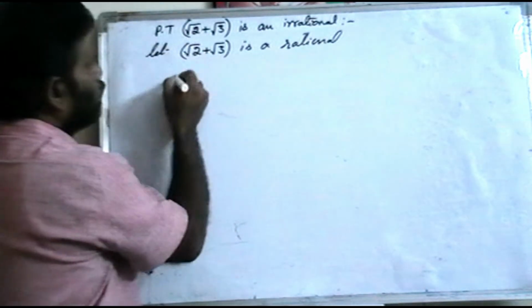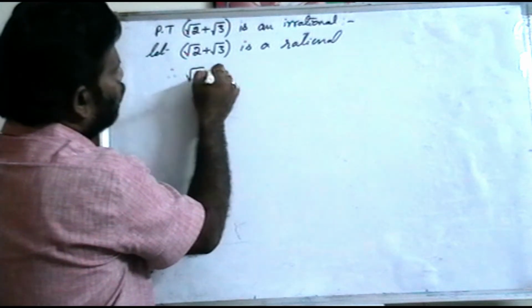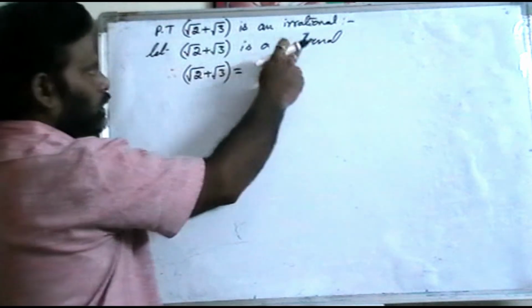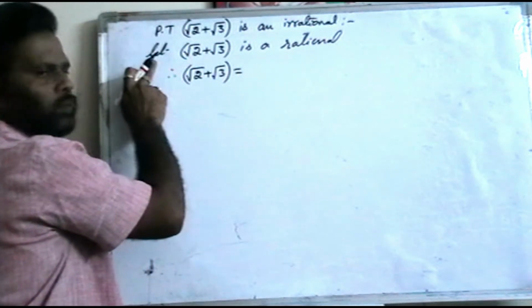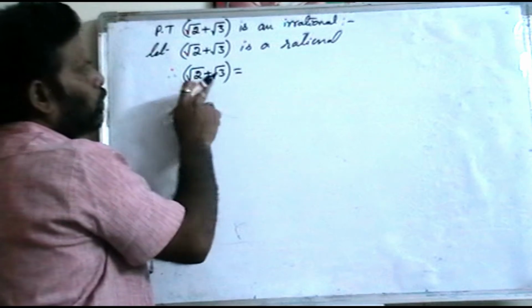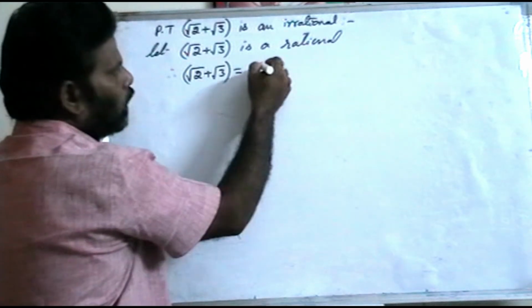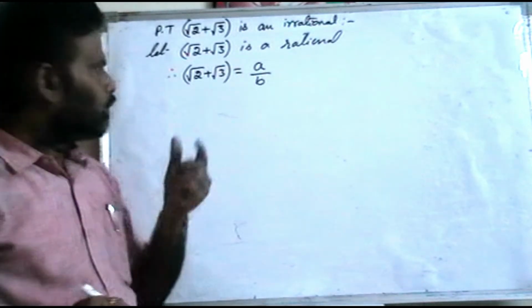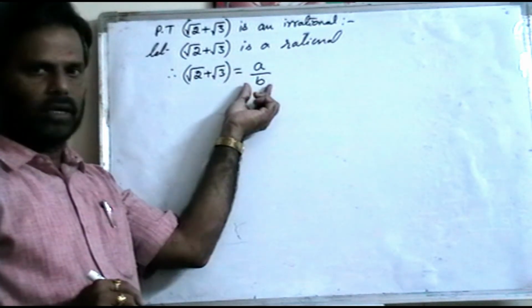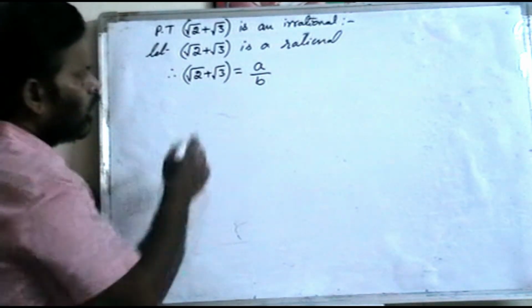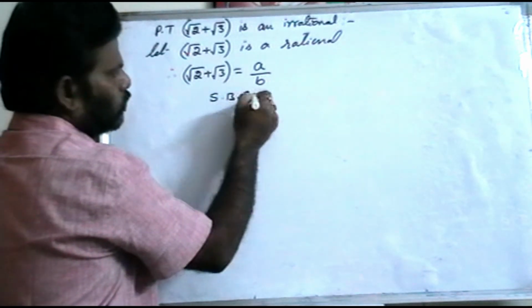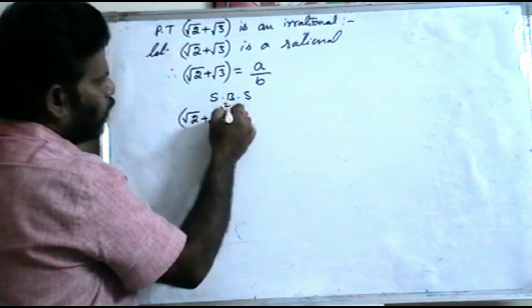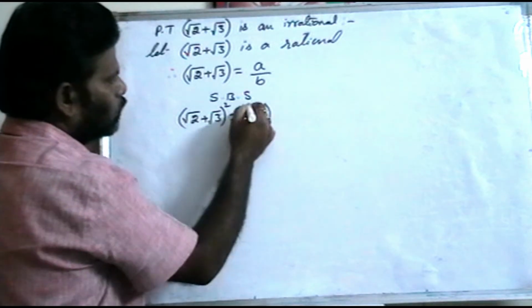If it is rational, then root 2 plus root 3 we can write in the form of P by Q. Let us take the example A by B. Root 2 plus root 3 is a rational number, that means A by B. Now squaring on both the sides. Root 2 plus root 3 whole square is equal to A by B whole square.